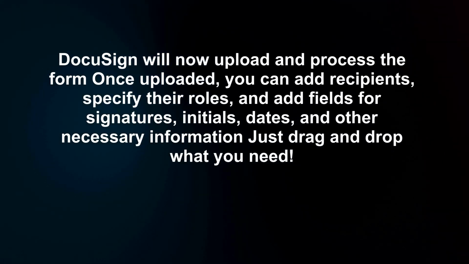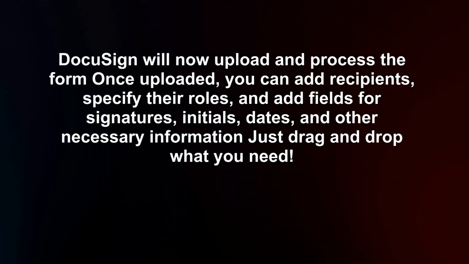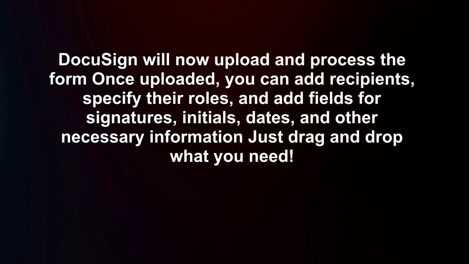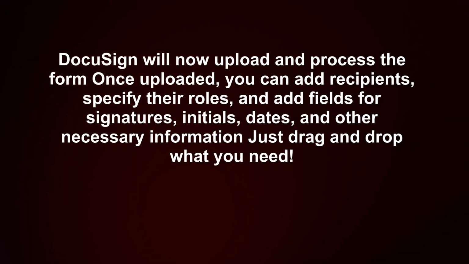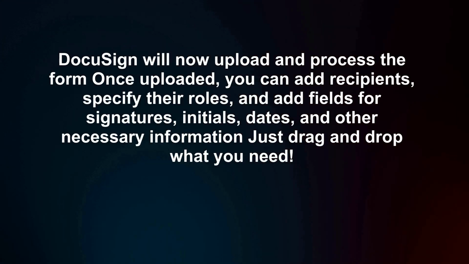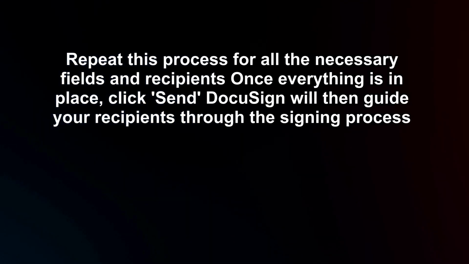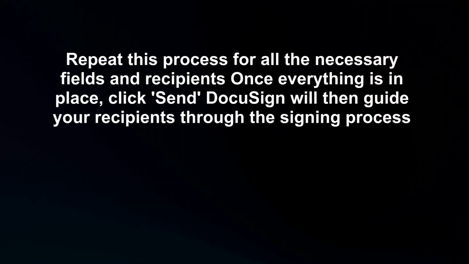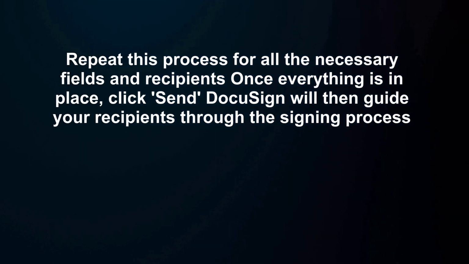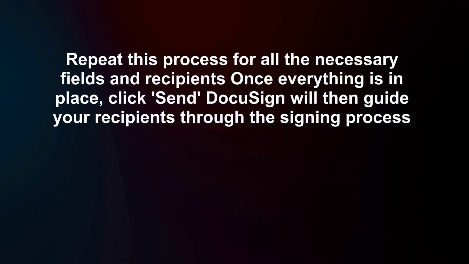Once uploaded, you can add recipients, specify their roles, and add fields for signatures, initials, dates, and other necessary information. Just drag and drop what you need. Repeat this process for all the necessary fields and recipients. Once everything is in place, click Send. Docusign will then guide your recipients through the signing process.